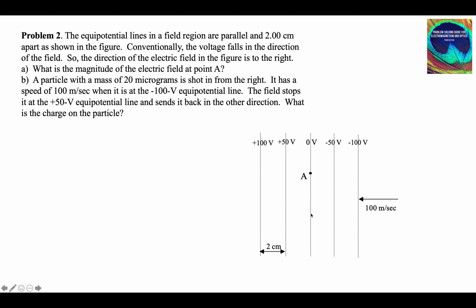They're 2 centimeters apart. Conventionally, the voltage falls in the direction of the field, so the direction of the field in this figure is to the right. What is the magnitude of the electric field at point A?